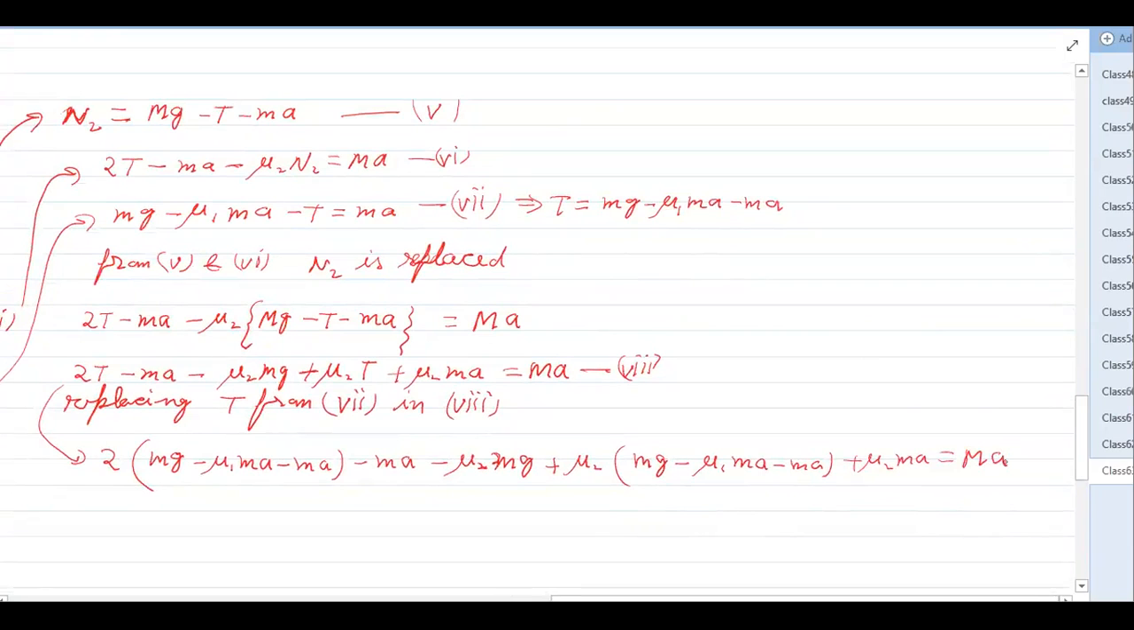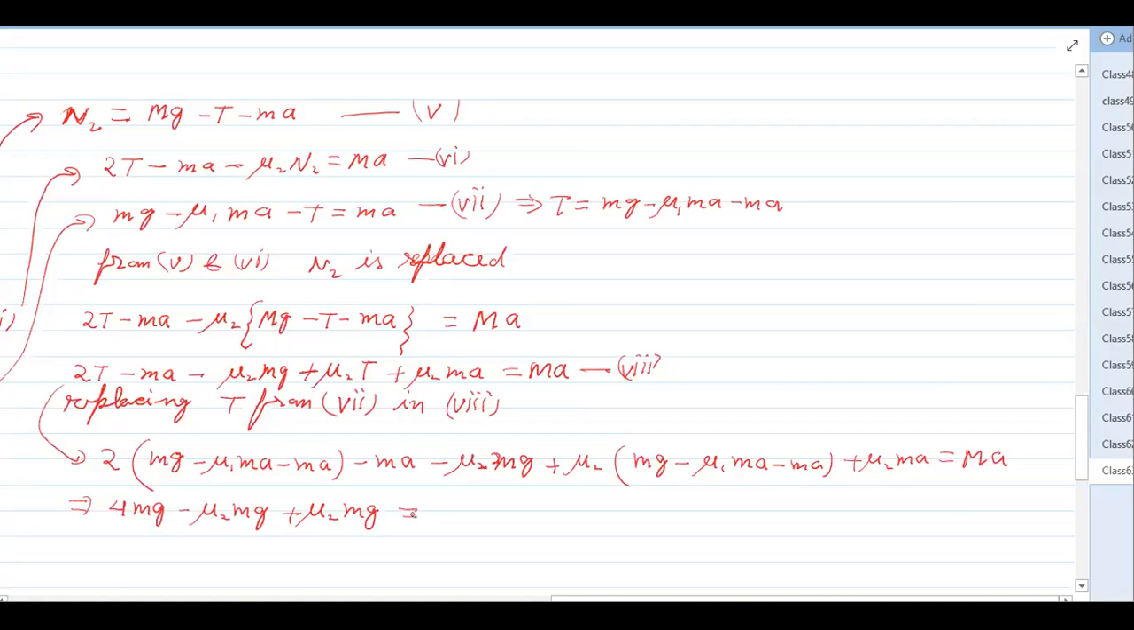So what we can do is combine every term which contains A, and every term which contains G. Suppose first we combine the G terms. So it will be 4 Mg, and then minus mu2 Mg minus mu2 small mg, then mu2 Mg. Okay, then there is no other term for G.